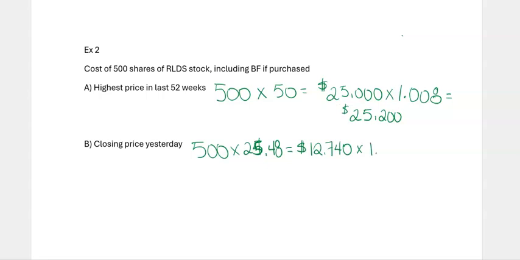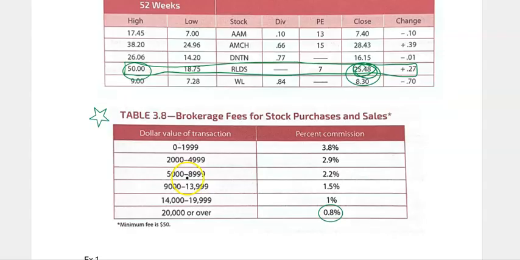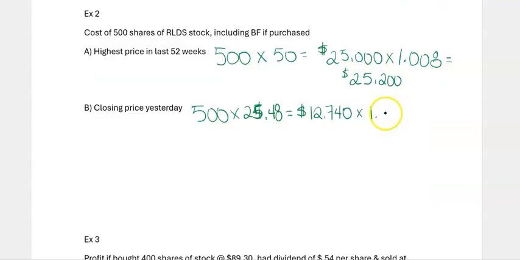So times 1 point, and let's look at the table to figure out. Well, $12,740 is between this $9,000 and $13,999. So I'm going to pay a 1.5% brokerage fee. The less it costs me to buy it, the more the brokerage fee costs me. So 1.5% translates to 0.015.